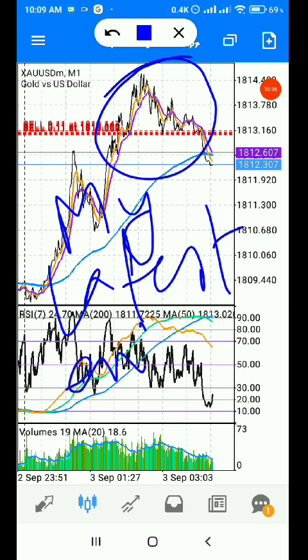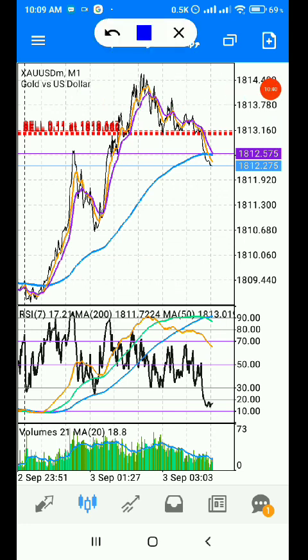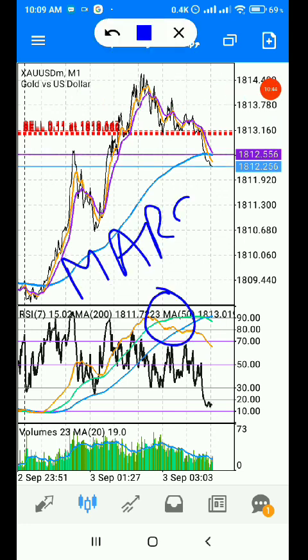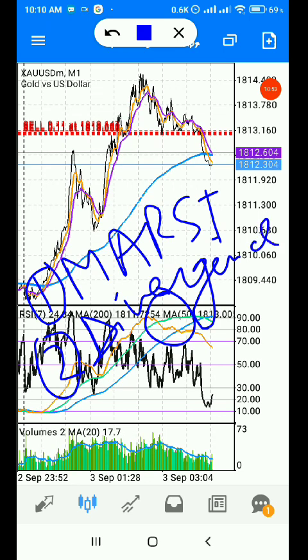So on the circle, you see my latest entry. So I am now explaining. Here is the MARSI, number one, and number two, I am looking for divergence.